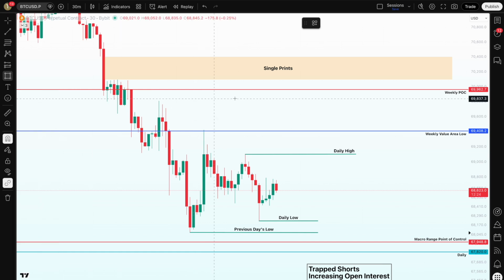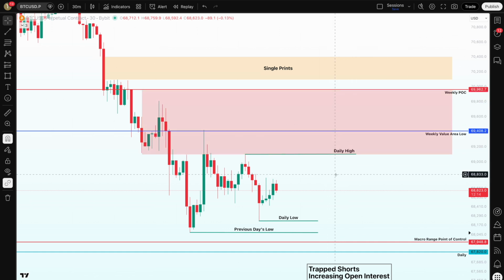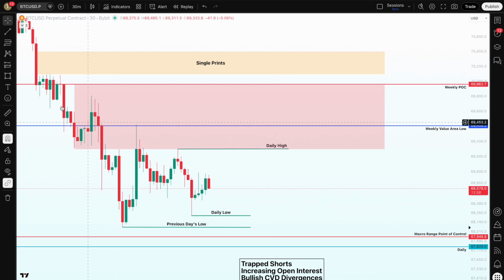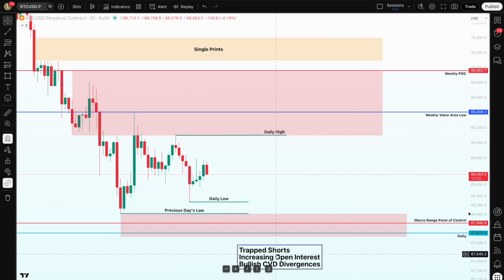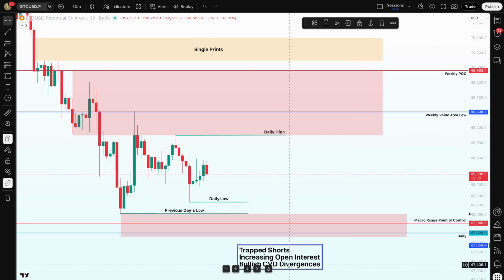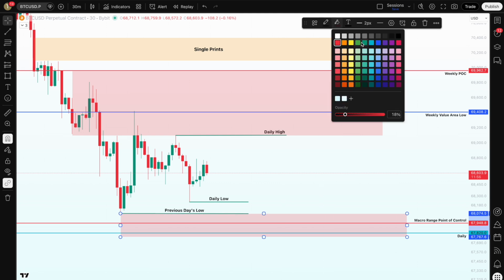So rectangle here, weekly point of control, weekly value area low. I'd say this zone right here is where you look for bearish divergences. You're looking for the market to show you some signs of a big player entering the market with short orders, right? And you're looking for trapped longs. And on the other side, here is a local zone where you're looking for trapped shorts, increasing open interest, and bullish CVD divergences that tell you, okay, well, there are people here who are limit longing the market.